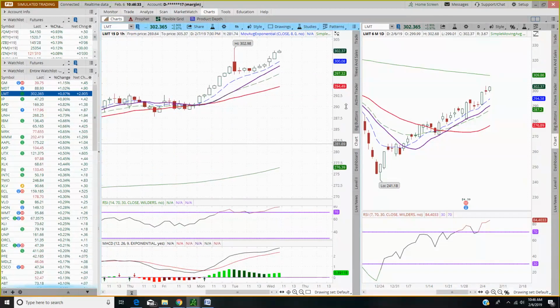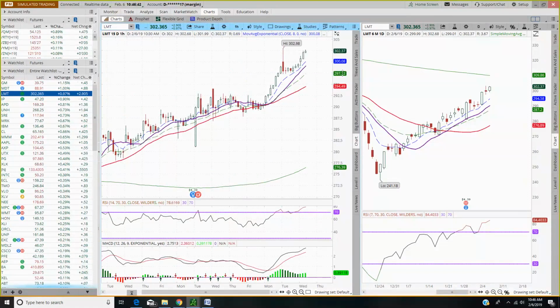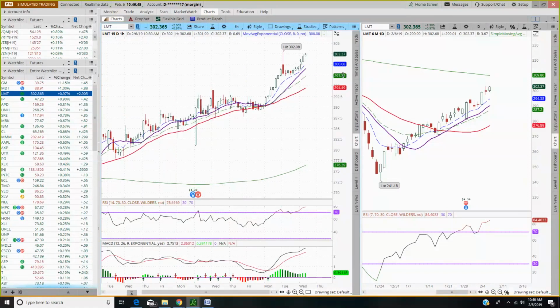So somebody please type in the chat. What is going to be my first indication that this might be shifting to bearish? Aggressive entry. What am I going to be looking for on an aggressive entry? Hopefully this whole discussion was worth it. What is the first indication?